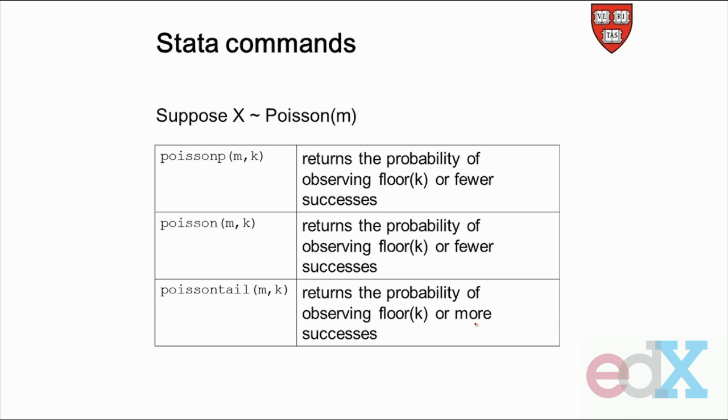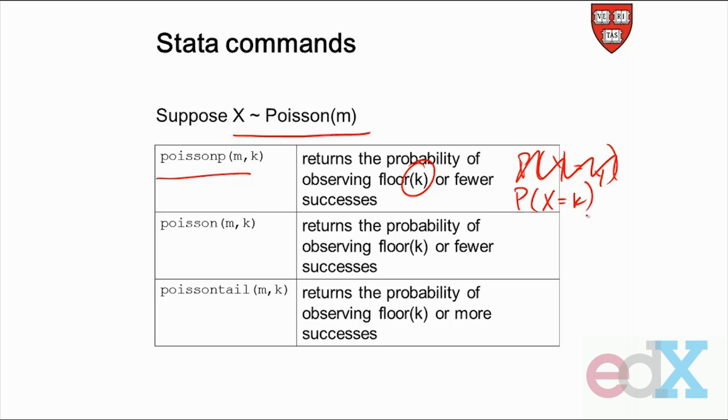Stata has 3 commands for calculating Poisson probabilities that are very similar to the binomial commands that we saw. It has a Poisson P command that returns the probability that y is equal to little y, or to use notation consistent with Stata, they're saying x is Poisson distributed with mean equal to m, and we're looking at k successes. So if I wanted to use consistent notation, this is the probability that x is equal to k.